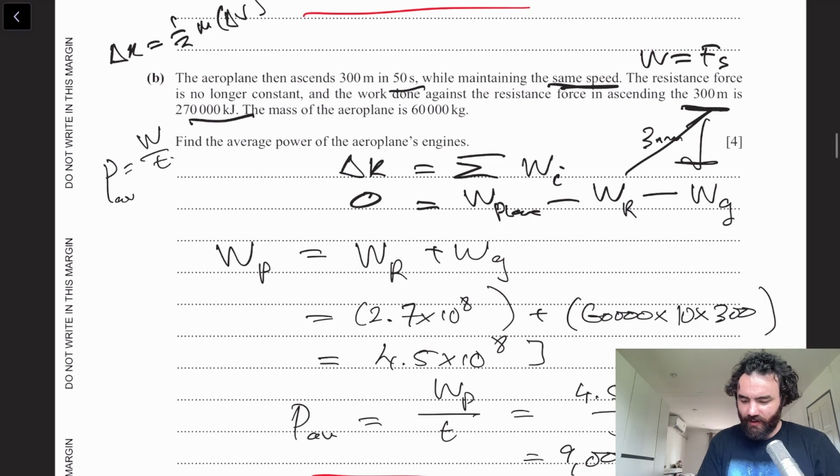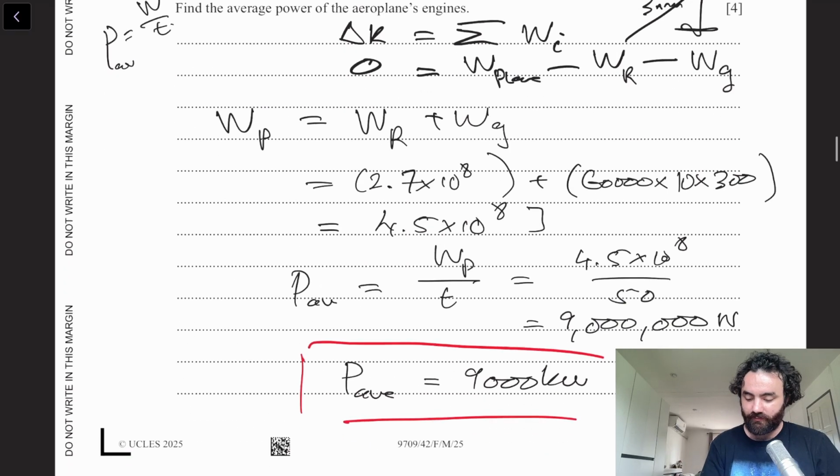Okay, so that makes sense, right? So this thing here is the work energy equation. And by using this, I can see how the energy is moving during this ascension of the plane. And by doing that, I find the work done by the plane. And if I find the work done by the plane, I can find the average power exerted by this engine throughout that 50 seconds, which is this.